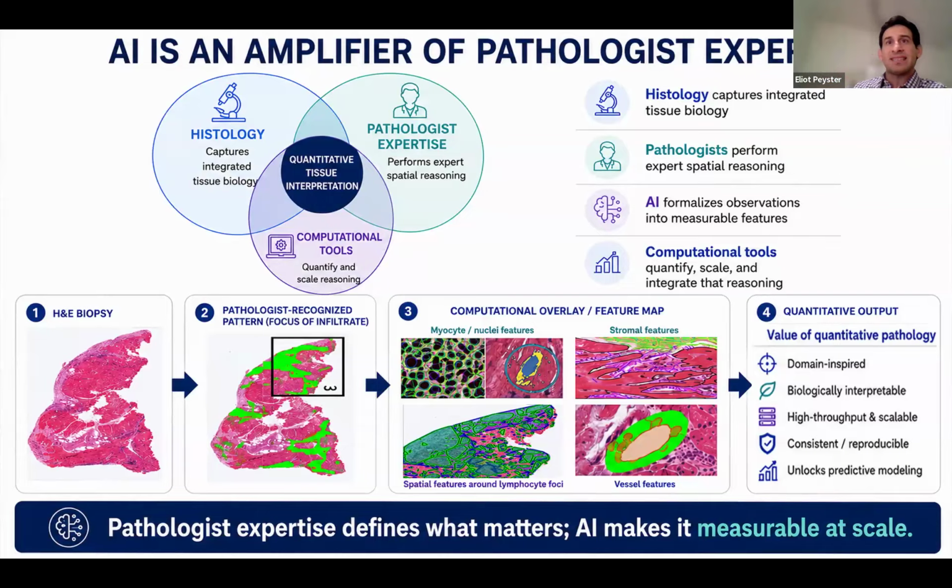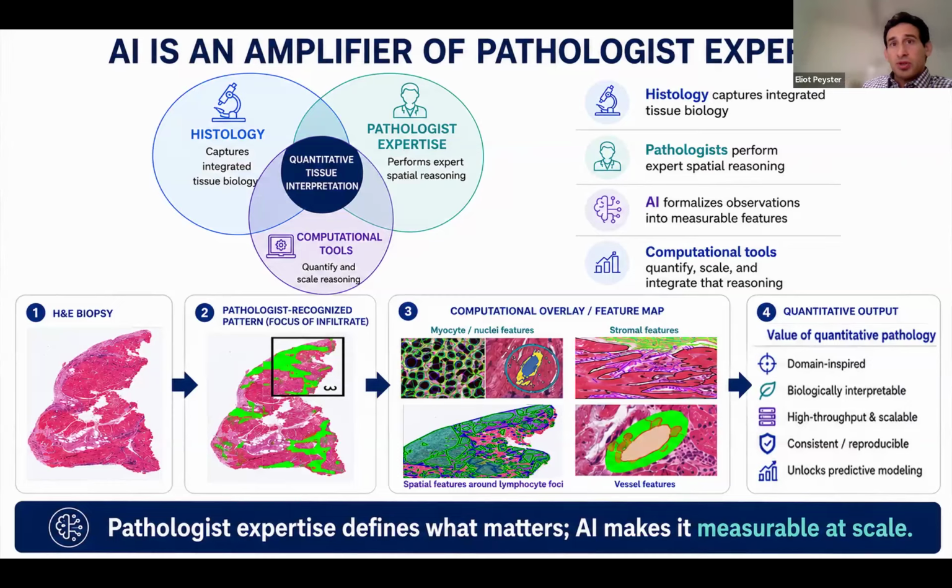As I mentioned on the last slide, histology already captures an enormous amount of integrated biology, and pathologists are experts at identifying the tissue patterns that summarize that integrated biology. What computational tools let us do is formalize the expert observations of pathologists by converting them into measurable features, which can then be analyzed at scale across thousands or millions of observations. Thus, rather than replacing pathologists, computational tools exist to help us scale and systematize pathologist expertise.